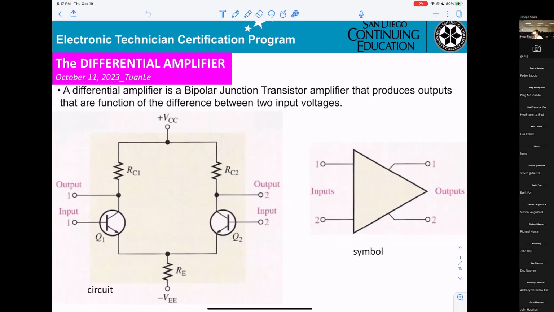The one they call a differential. That means they get two inputs. Okay, a differential amplifier with bipolar junction transistors amplifies and produces outputs that are functions of the difference between two input voltages.